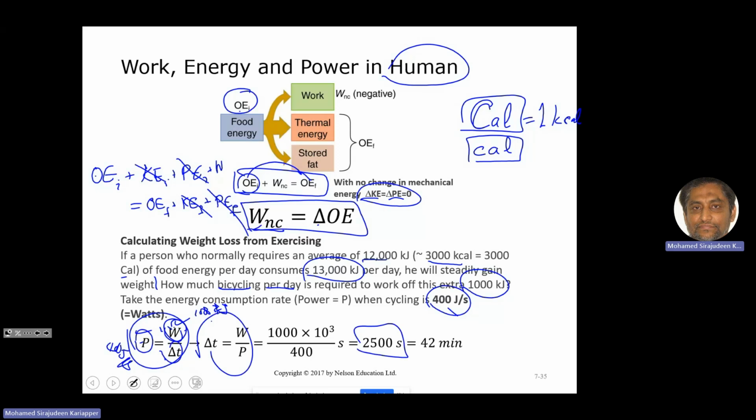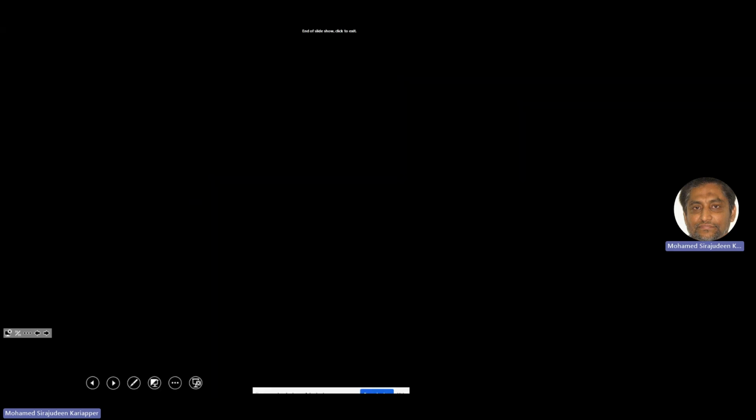But you don't have an idea in seconds, right? Maybe the answer is supposed to be given in minutes. So you know how to convert the second to minute? Divide by 60, you get 42 minutes. Right.